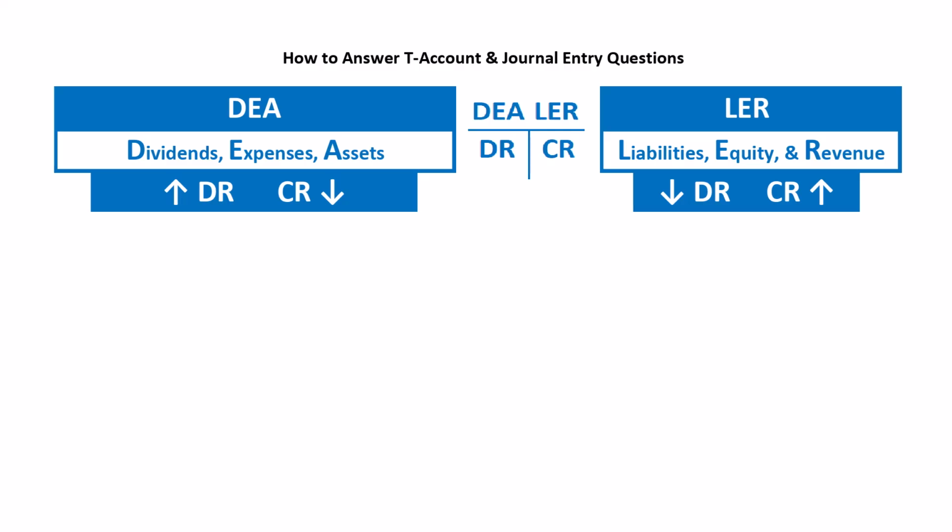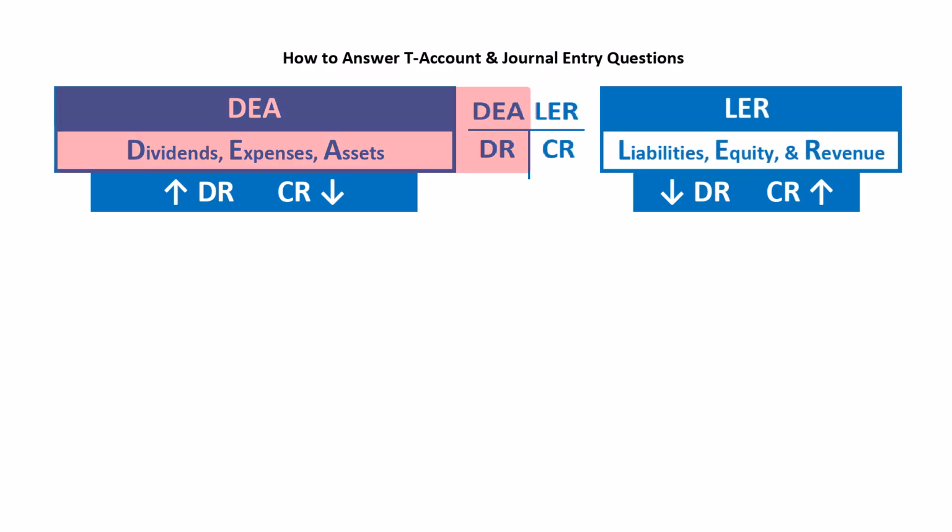Before we look at any journal entry questions, we need to master the rules of debits and credits. Oftentimes, we refer to this as the normal balances of debits and credits. So the first step is to understand the concept of DEALER. In this diagram, I've got it spelled out: DEA on the left and LER on the right.